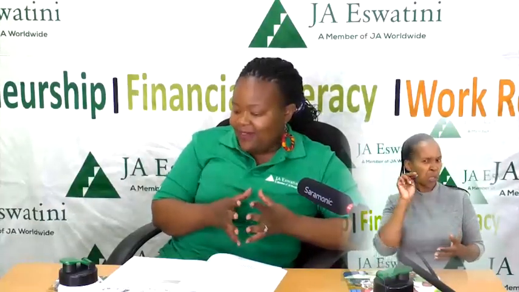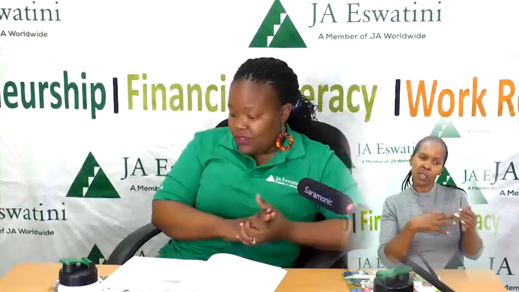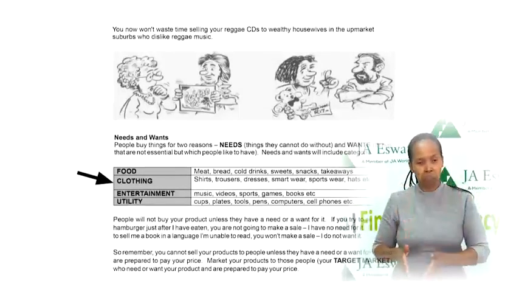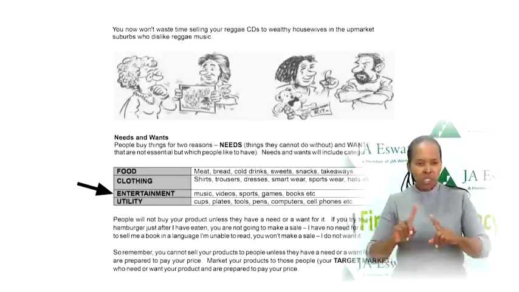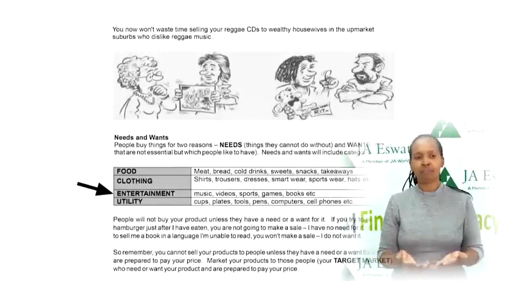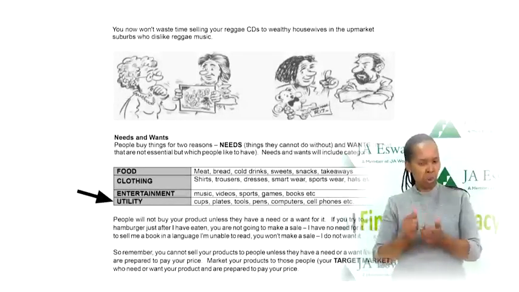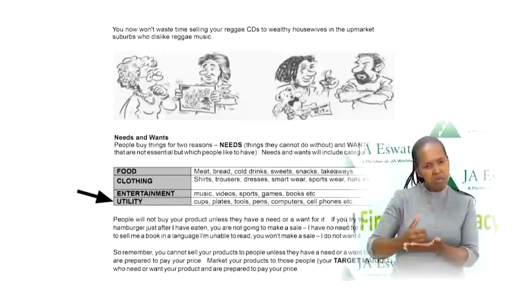People buy things for two reasons. Needs, things that they cannot do without, and wants, things that are not essential but people like to have. Needs and wants will include categories like your food, that is your meat, your cold drinks, your takeaways, and then we have your clothing, that is your shirts, your trousers, your smartwear, and so forth. And then entertainment and utilities, that is music, videos, sport, games, books, and utilities. We have your tools, your pens, your cups, your cell phones, etc.